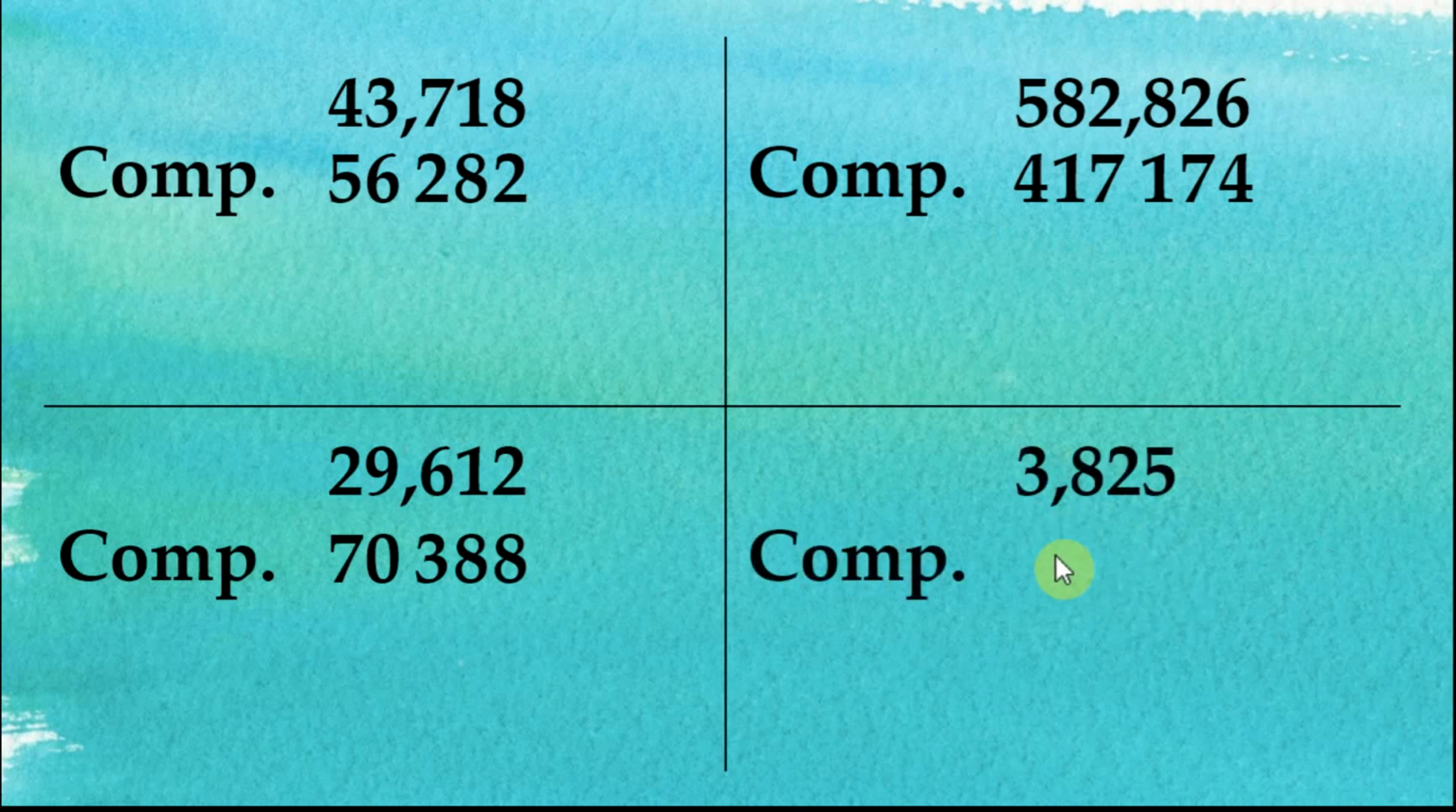3,825. Okay, the first digit will be 6. And the second digit will be 1. The third digit will be 7. And the last digit will be 5. Okay, so that is how we find the complement of the numbers easily and quickly. Okay, let's see another example.